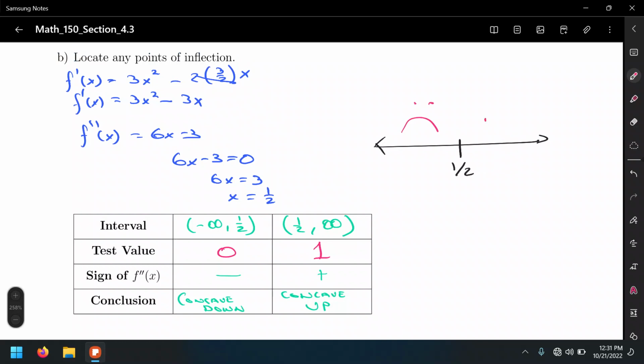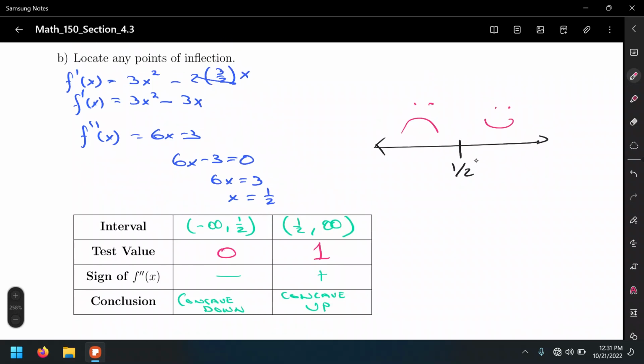Have a sad face for concave down and a happy face for concave up. All right. Now, is there a change in the concavity? Is f of x going from sad to happy or from happy to sad in this case? So that means there is a point of inflection, right? That function f of x has a turning point. And what's going to be that turning point?